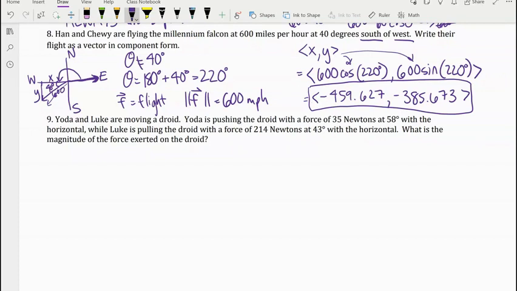All right, Yoda and Luke are moving a droid. Yoda and Luke are moving a droid. Yoda is pushing the droid with a force of 35 newtons. So this is a measurement of force, newtons, at 58 degrees.